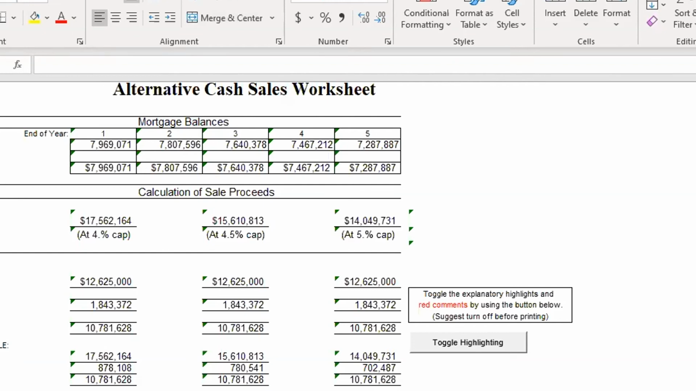At the end of 5 years, in year 6, when we want to sell the property, we're going to take that NOI in year 6 at a 4 cap. That would give us a $17,562,000 value. At a 4.5 cap, which is about where we are today, $15,610,813. And a conservative 5% cap rate, which I think is a high cap rate for San Jose, that's what our average is in Oakland, at 14 million.